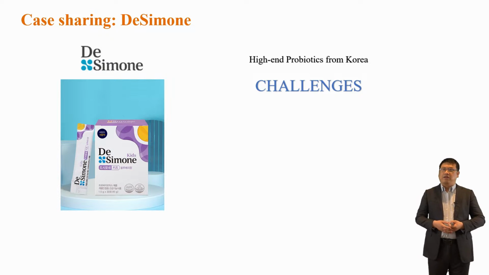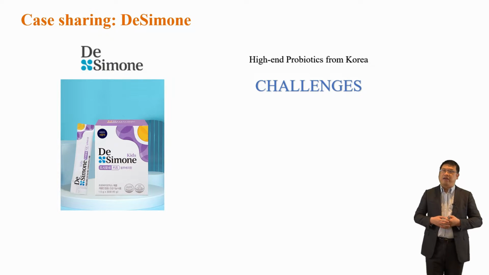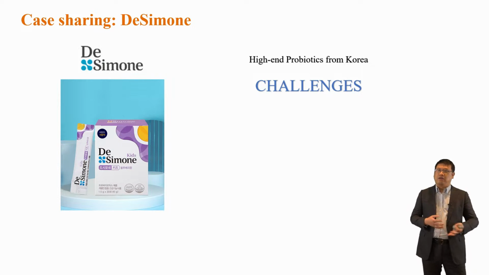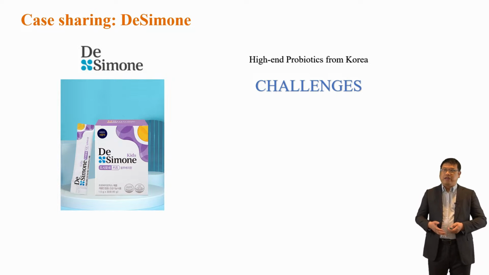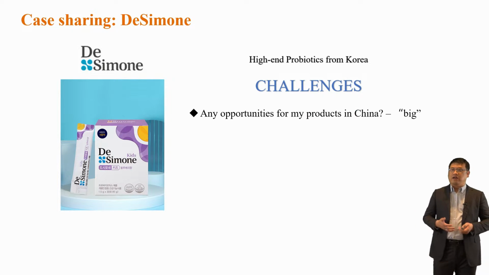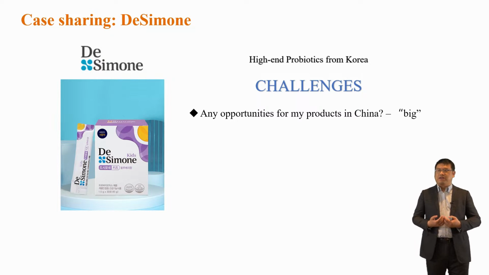The background of the brand, let's call it Deepen: it's a high-end probiotics brand from Korea. It's targeted at high-end consumer groups, and the average price is around 100 US dollars. That's already quite high in the probiotics category. In China, the average consumption price of probiotics is only about 30 dollars, so it's 3 to 4 times the average. So when they became interested in the China market, they gave us a lot of questions. Is there any opportunity for my products in China, because they're very expensive for Chinese consumers?